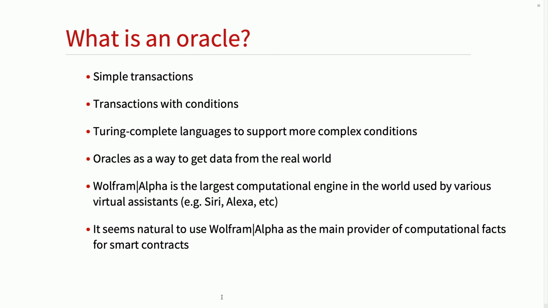And since Wolfram Alpha is the largest computational engine in the world, used by various virtual assistants like Siri and Alexa, among others, it just seems natural to use Wolfram Alpha as the main provider of computational facts for smart contracts.